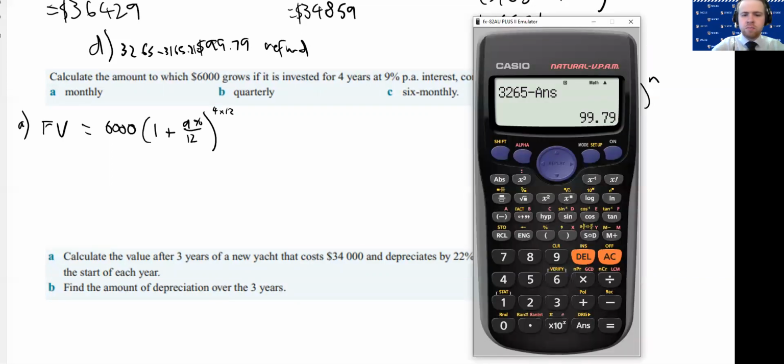So we can pop that in our calculator: 6,000 times 1 plus 9% over 12, and then to the power of 4 times 12. And there's our future value, 8588.